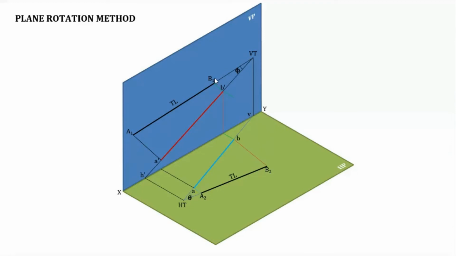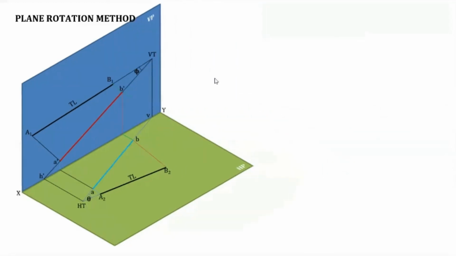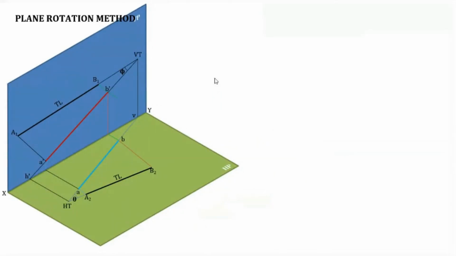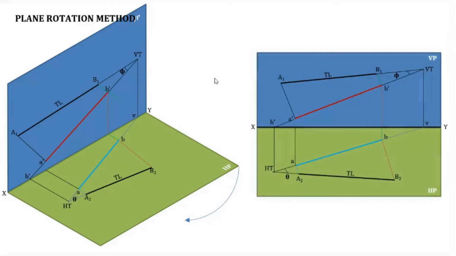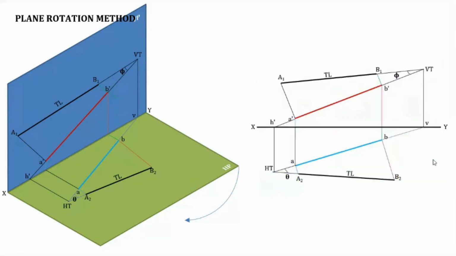Now we can convert this one. We rotate the HP 90 degrees in the clockwise direction, or 90 degrees downward, so that the entire thing comes into the same plane. So it will be like this. This is the entire shape that remains, the shape that is available in 2 dimensions. Now if we remove the VP and the HP also, the entire figure will be like this.